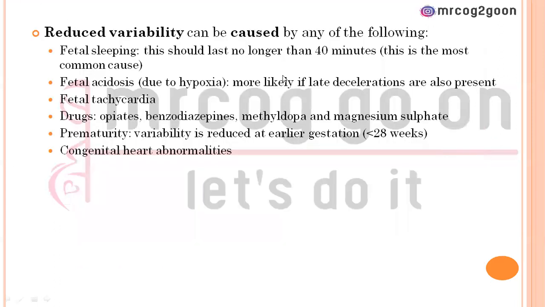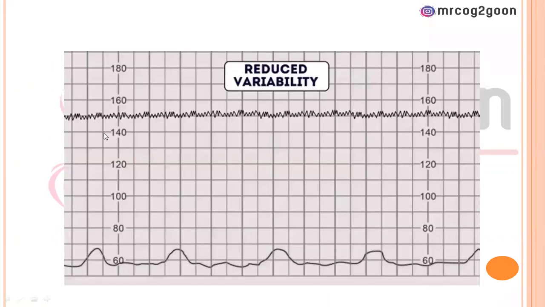Okay, reduced variability. Fetal sleeping. We know that the fetus can have sleeping cycles lasting from 20 minutes up to 90 minutes at times. And fetal acidosis, fetal tachycardia, and drugs can also cause reduced variability, like opioids, benzodiazepine, methyldopa, magnesium sulfate. Variability also is reduced in prematurity, gestational age less than 28 weeks, and congenital heart abnormalities. This is reduced variability.